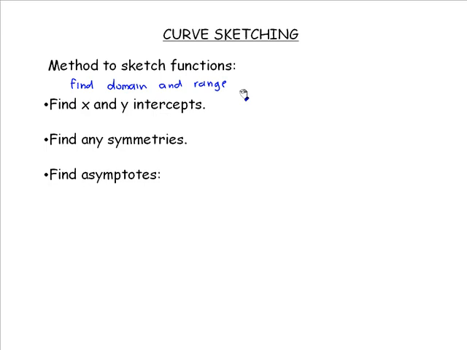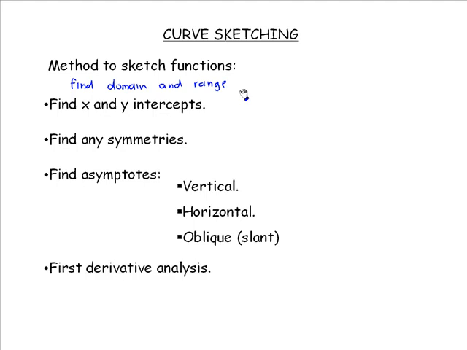Find asymptotes. Now, asymptotes, some of you have some background on asymptotes already. I'm going to formalize some of this: vertical, horizontal, and then oblique asymptotes, or slant asymptotes, which you haven't seen much yet.